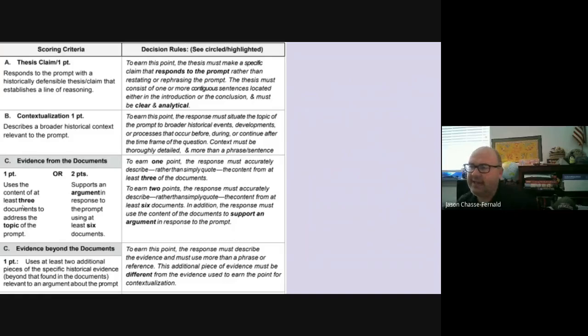As far as that second evidence from the documents point, the bar set here is 6. And this is what we are told anyway, is that it's 6. And these 6 have to be used to support an argument, which means you do have to earn that thesis point, in that the documents are being used to support the categories of analysis and the assertions that you have made in your thesis. So this is one of those things where, try to use them all if you can.